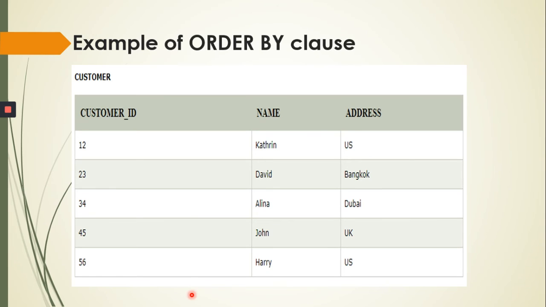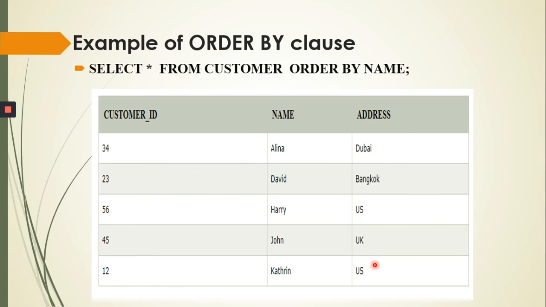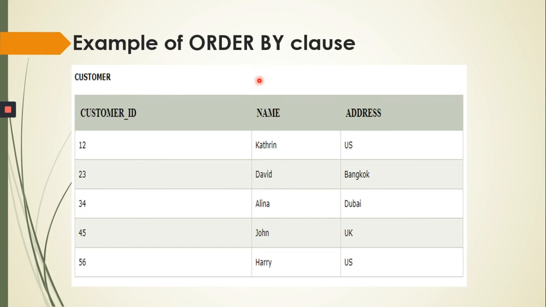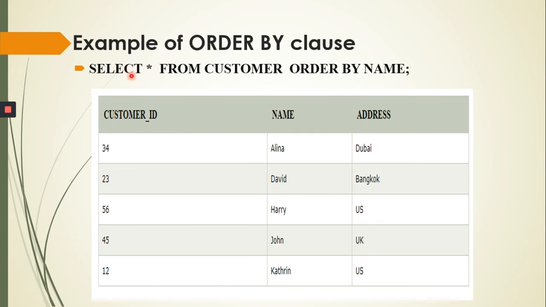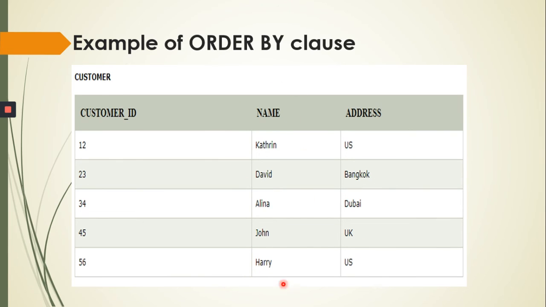See in the example, here we have one table, that is customer, in which we have customer ID, name and address. Now we will write the query: select star from customer order by name. Star means all the columns, and customer is my table name, as I have explained here. Order by, from which column? Name. So the output will be, see here our data is not in order.